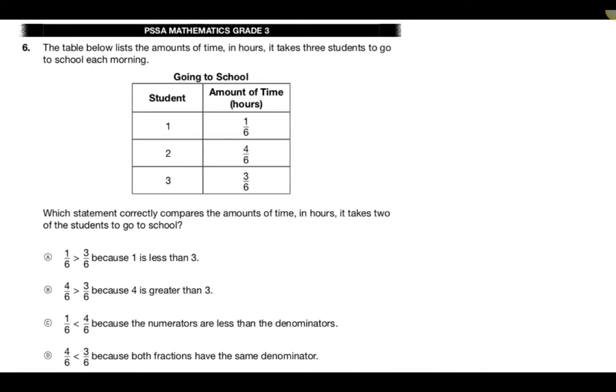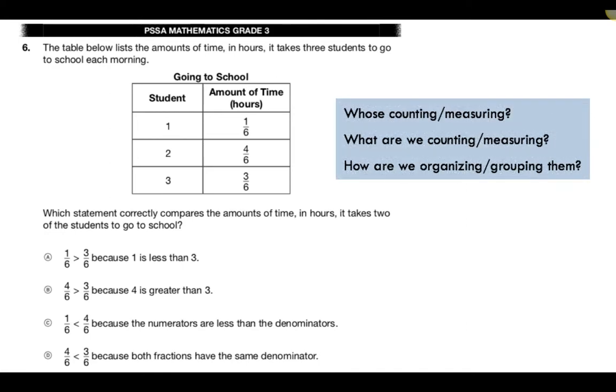And on an hour clock, right, on a clock face, I can see a 6 because I've done that. It's 10 minutes. So that first kid takes 10 minutes, 4 10 minutes, and 3 10 minutes, because I know what a 6 looks like, right? And so I'm sorry, who's counting? The students, and what are they counting? Time. And how are they organizing it?